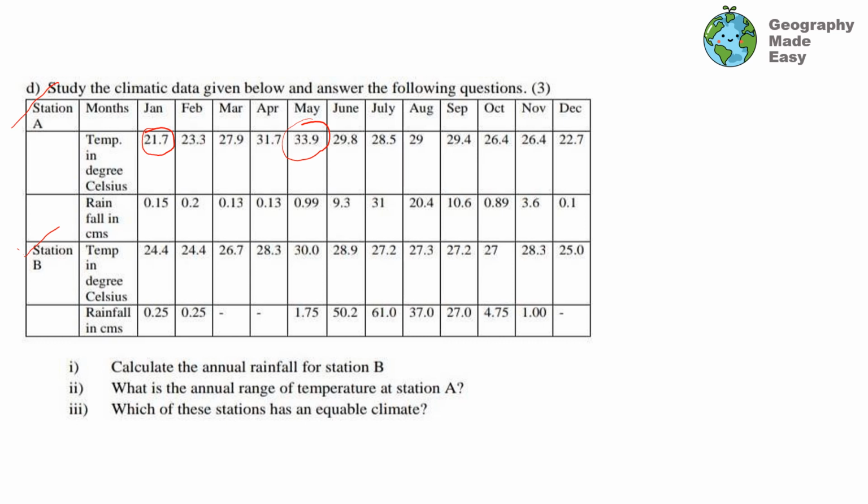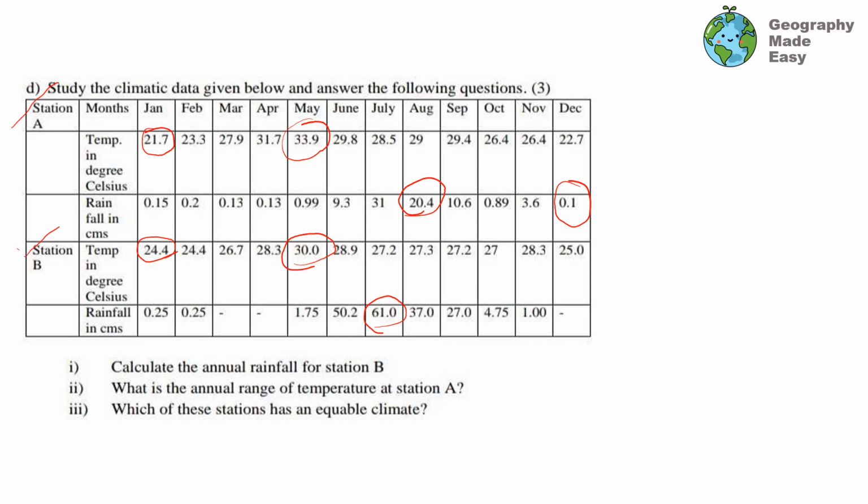Let us look at the highest rainfall. Highest rainfall is around 20.4 centimeters and lowest is 0.1 centimeter. Let us look at station B. Highest temperature is 30 degrees Celsius and lowest is 24.4 degrees Celsius. And rainfall is actually zero because we have these dashes, so no rainfall, and the highest is 61.0. That's very, very interesting.